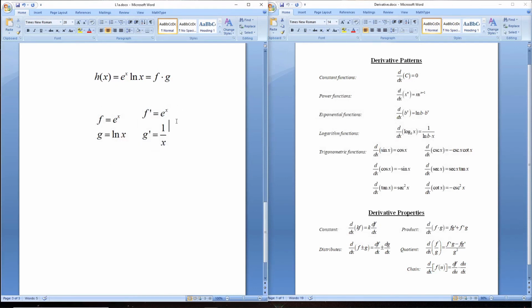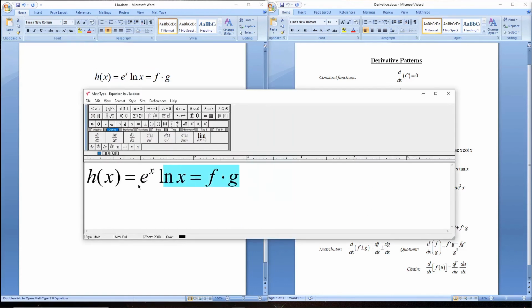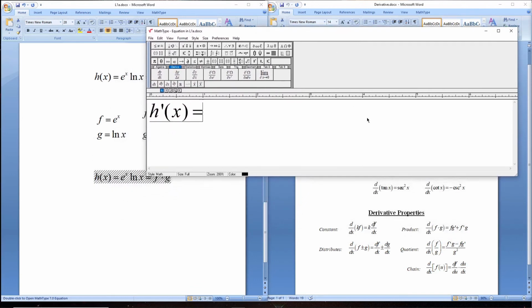And these are our 4 pieces. We have f and g defined from the information given. We then take the derivatives of f and g, and now we're ready to go and use the product rule. So let's look. I do have the product rule on the right side here.